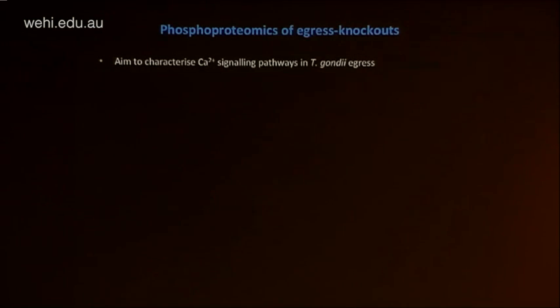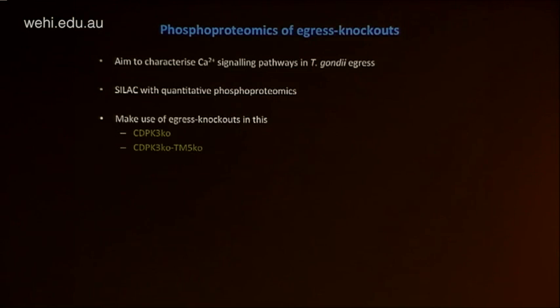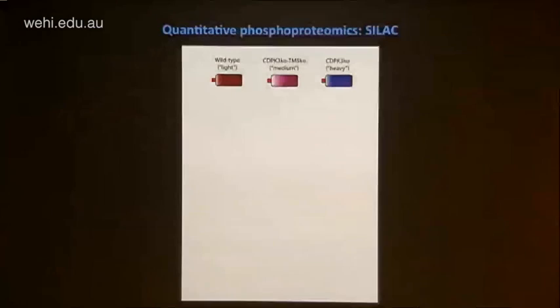But aside from genomics, we'd also like to go deeper into proteomics to try and characterise these calcium signalling pathways in Toxoplasma gondii egress. And for this, last year, I was lucky enough to be able to go to Vancouver, Canada, to the University of British Columbia, and work with a group there who make really nice use of a process called SILAC with quantitative phosphoproteomics. And here the really nice genetic flexibility of Toxo really shone out, allowing us to make use of our knockout parasites in these phosphoproteomic studies.